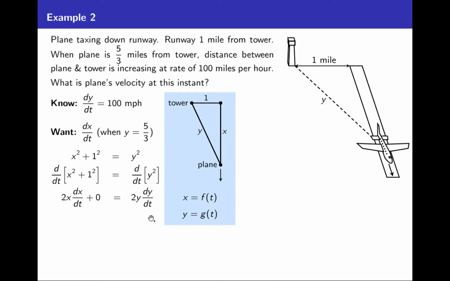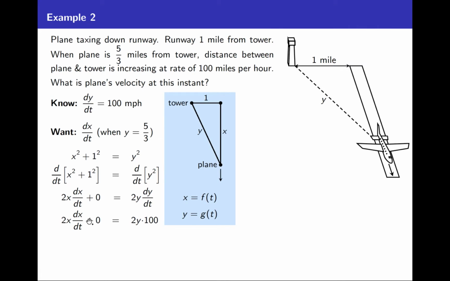So here we have an equation now relating these two rates, dx/dt and dy/dt. And remember, we know that dy/dt is 100. We know this quantity right here, and we're looking for dx/dt. This is good because we've got dx/dt in an equation. We can begin to solve for it.